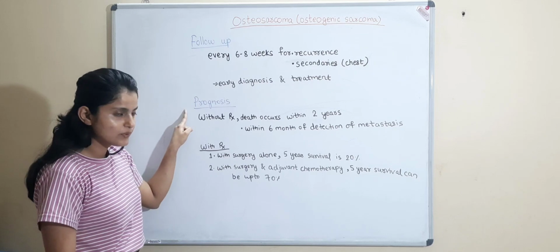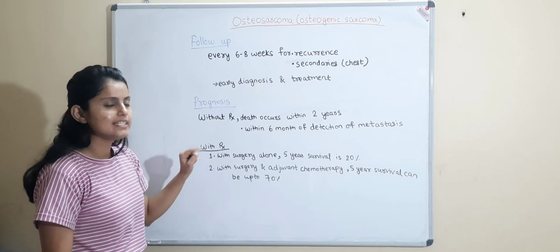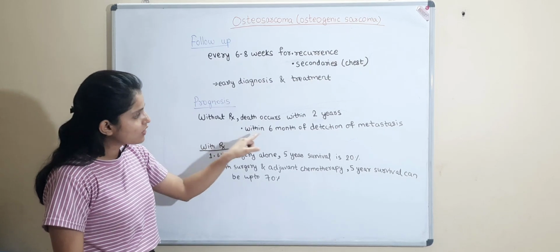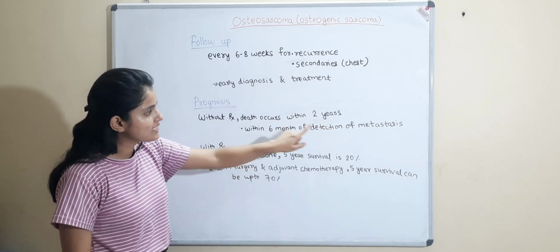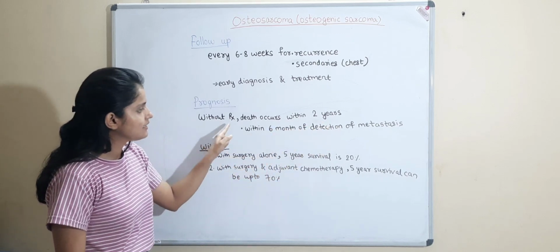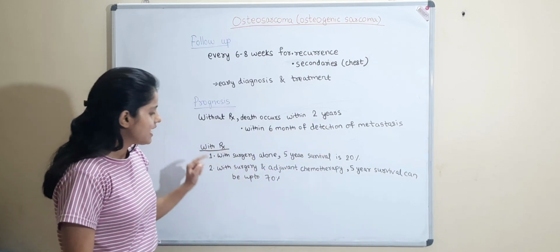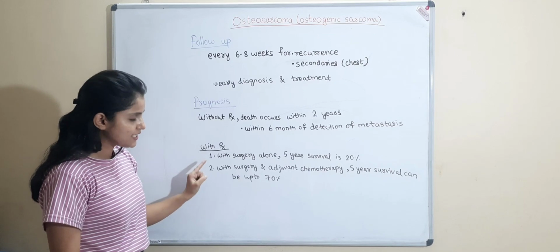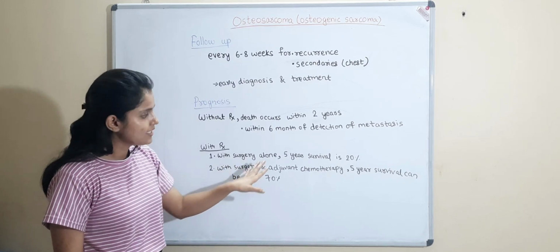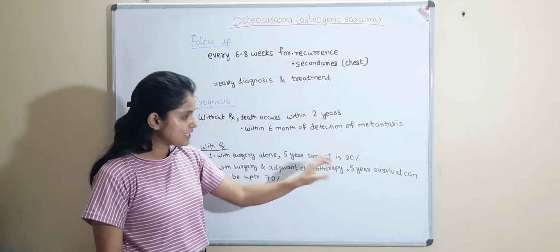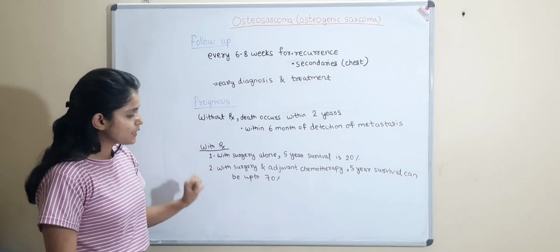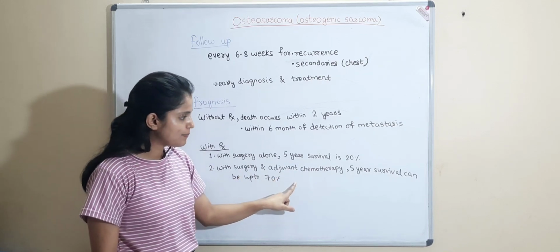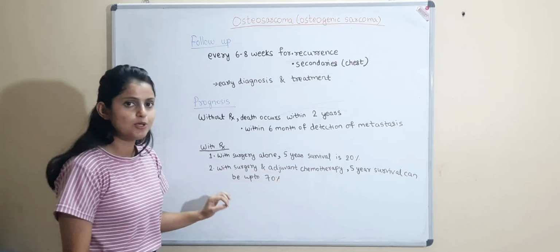And for the prognosis, if the osteosarcoma is not treated, then death occurs within 2 years. And if there is detection of metastasis, then death occurs within 6 months. If the osteosarcoma is treated with surgery alone, then 5-year survival is up to 20%. And if it is treated with surgery and adjuvant chemotherapy, then 5-year survival can be up to 70%.